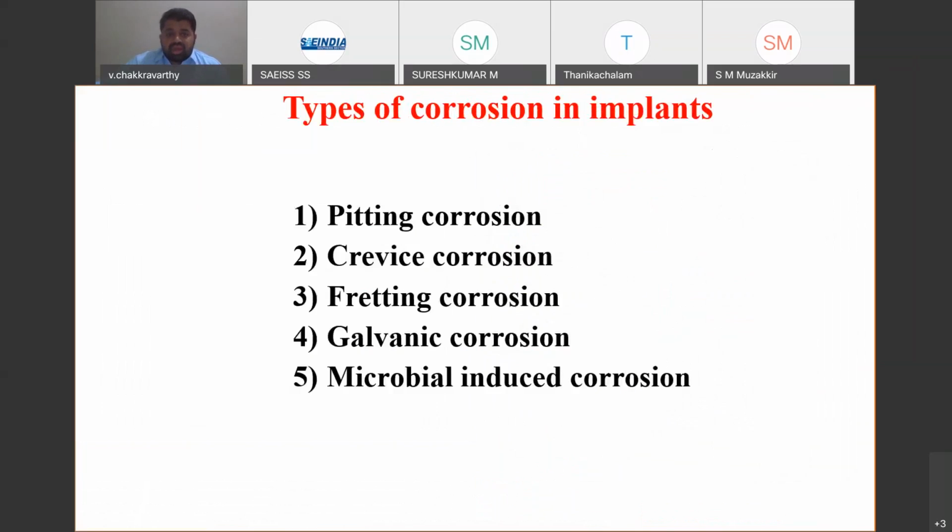Okay, so I have addressed the different types of corrosion. In the implant material, pitting corrosion could happen, crevice corrosion could happen, and fretting, galvanic and microbial induced corrosion could happen. So let me quickly go back to the previous slides and show what pitting corrosion is.